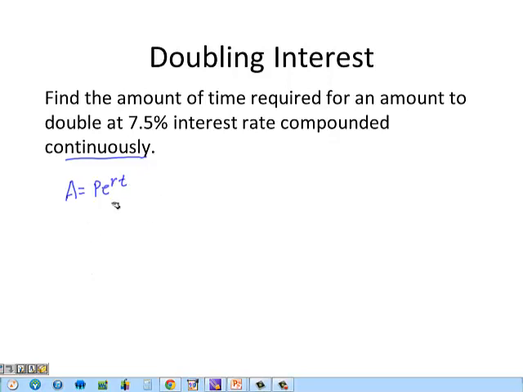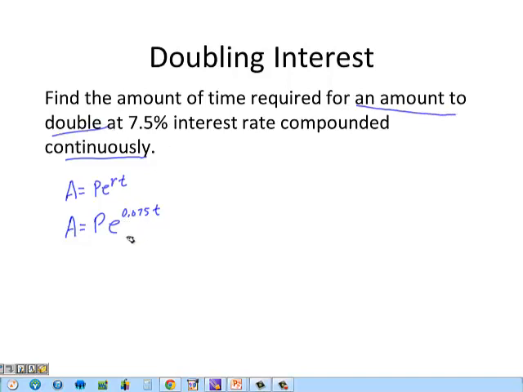Okay, I'm going to do this problem the old way, and I'm going to show you a little shortcut because we know how to use logs now. So we have the amount is equal to the principal times e to the interest rate, which is 0.075, and time. That's what we're trying to find. It looks like we have too many things that we don't know here to solve this, but the key here is for the amount to double.